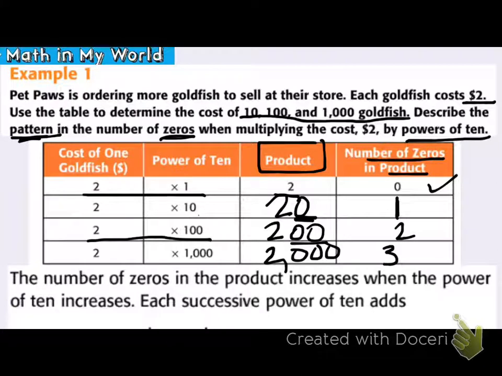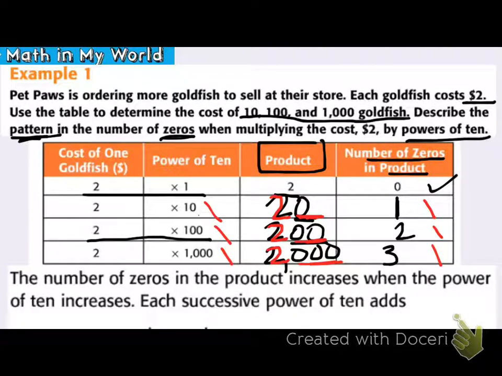So 2 times 1 is 2. So if we look at what I solved, the factors itself without any zeros would just be that number 2. This is when you're just multiplying the factors. I notice there's 1, 2, and 3 zeros. Oh, look, 1, 2, 3. There's 1 zero, 2 zeros, 3 zeros.